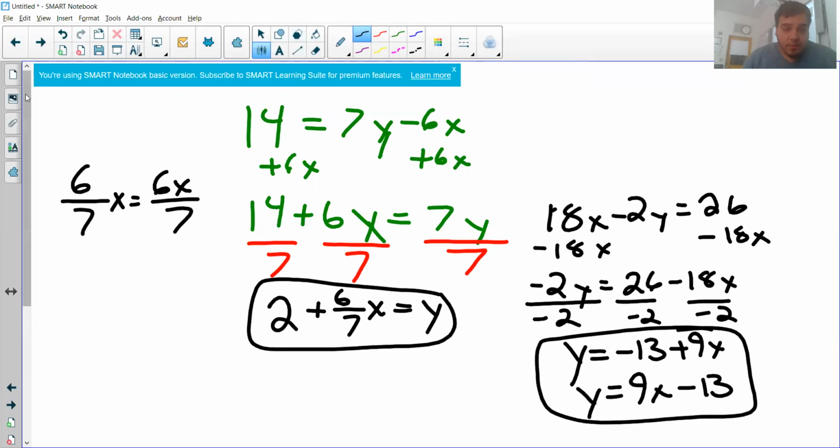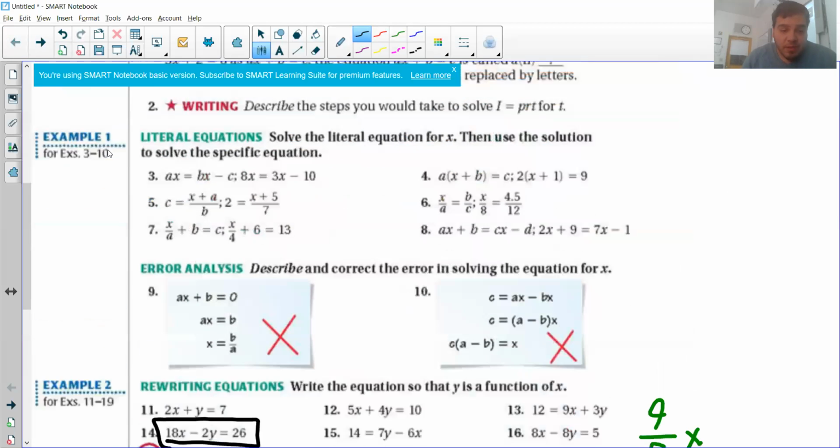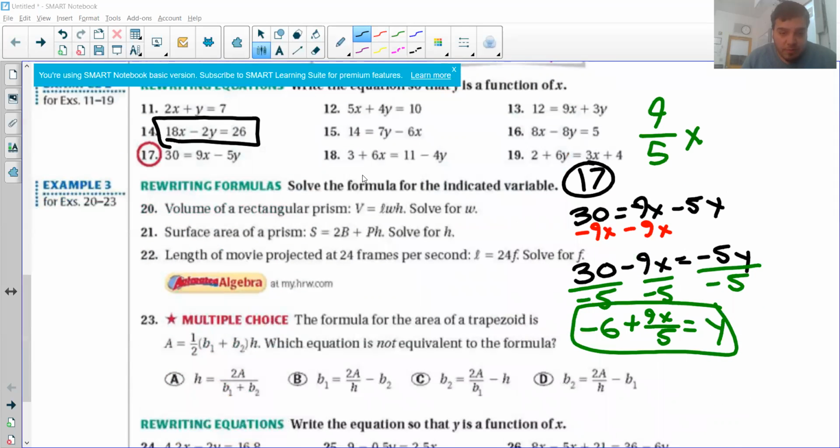Okay. So I'm going to go back to that page, and we're going to do 20, 21, and 22. I want everyone to try, or no, I'm going to do at least some of them. So 20, let me do 20. This is the volume of a rectangular prism. You don't need to remember it's the volume of a rectangular prism, so you don't have to sweat that. But this is what you need to do, solve for W.